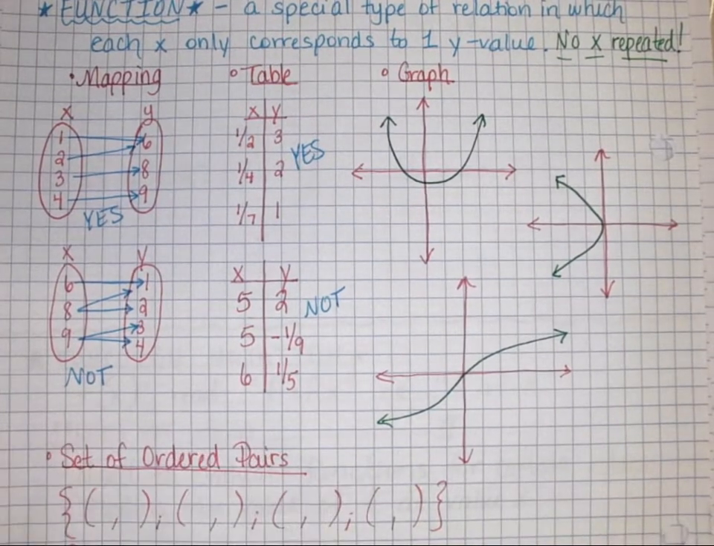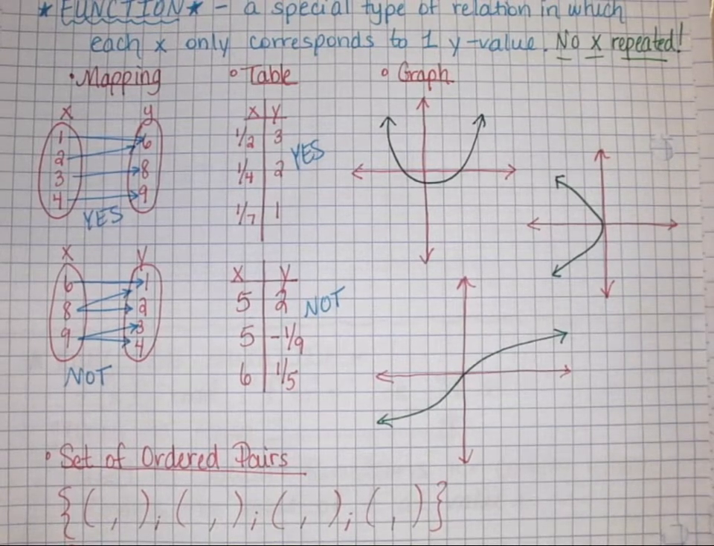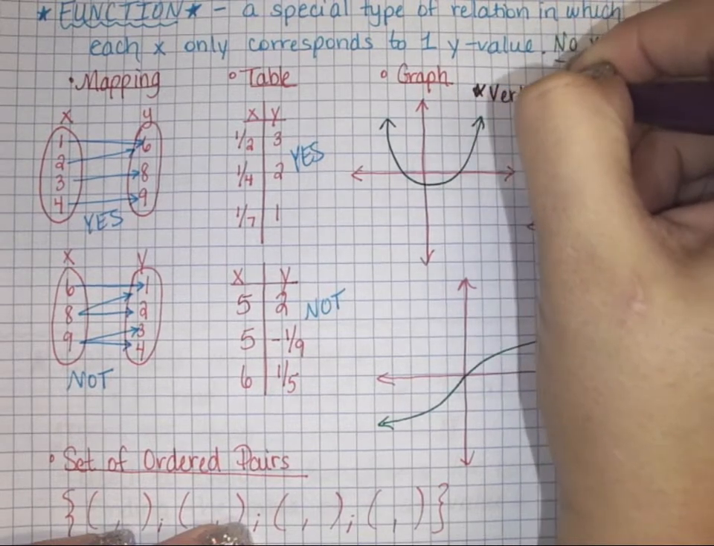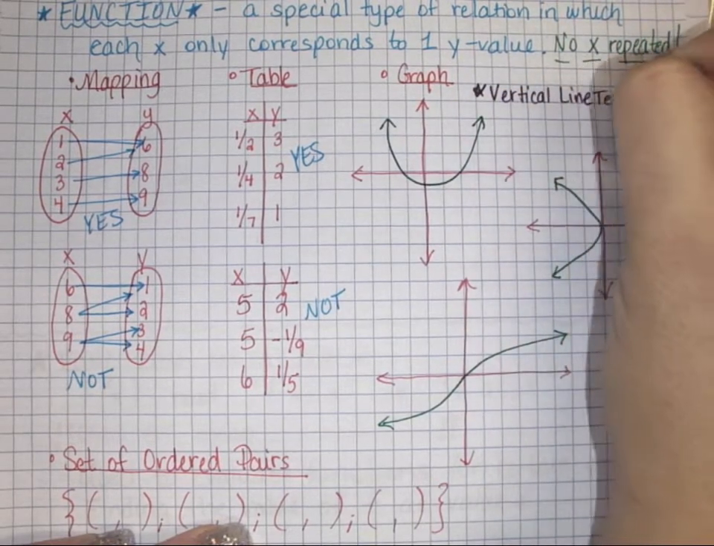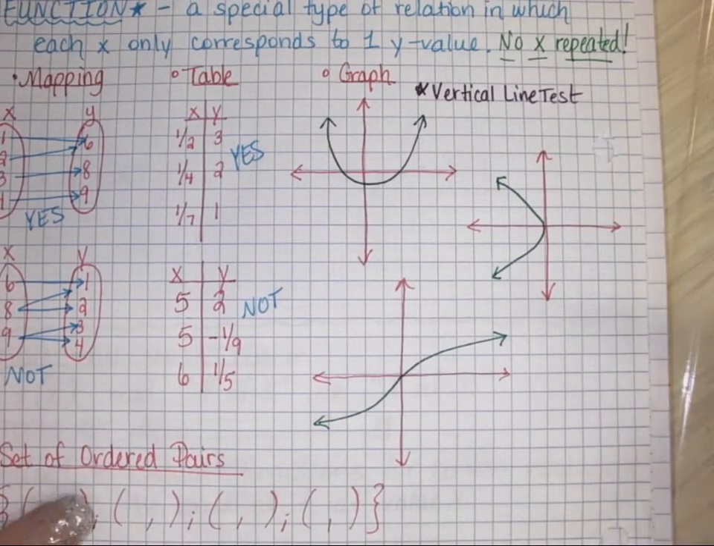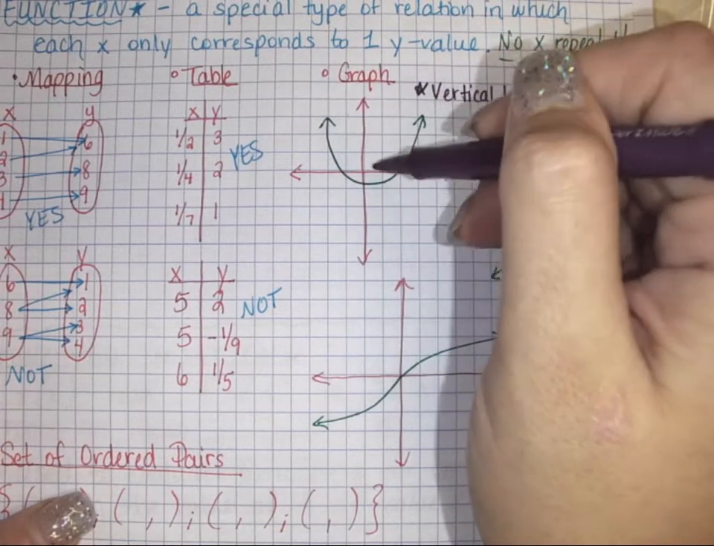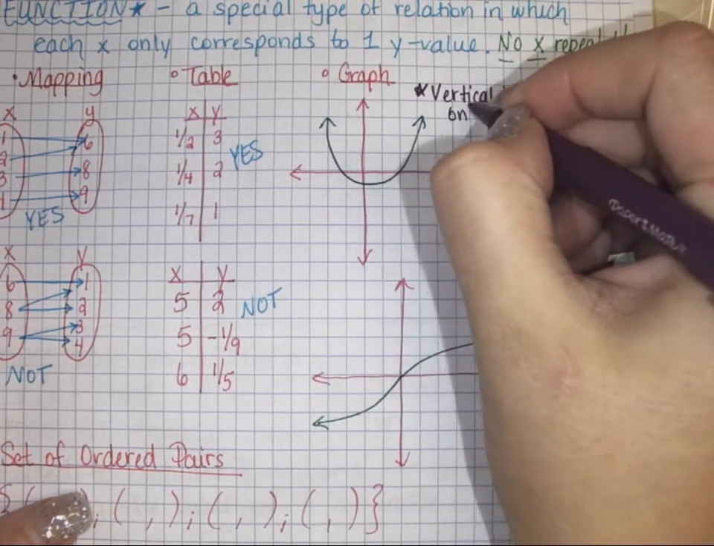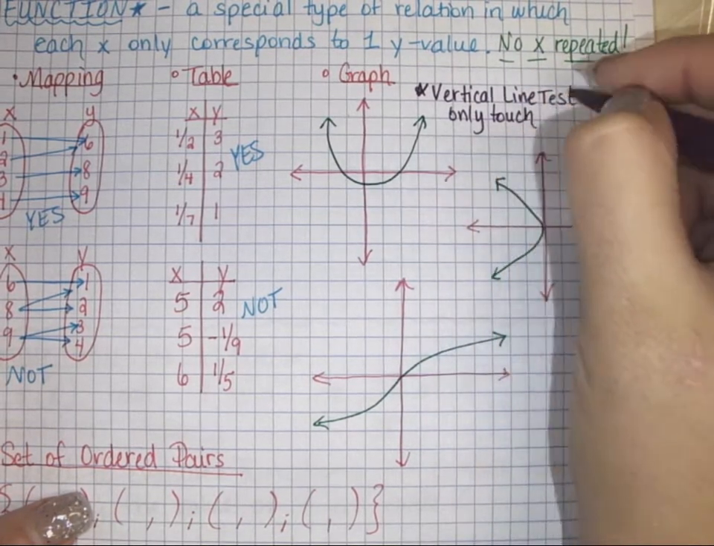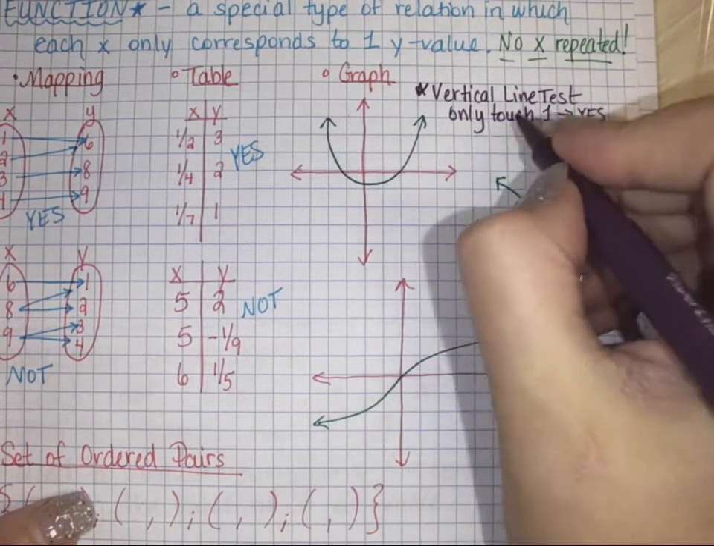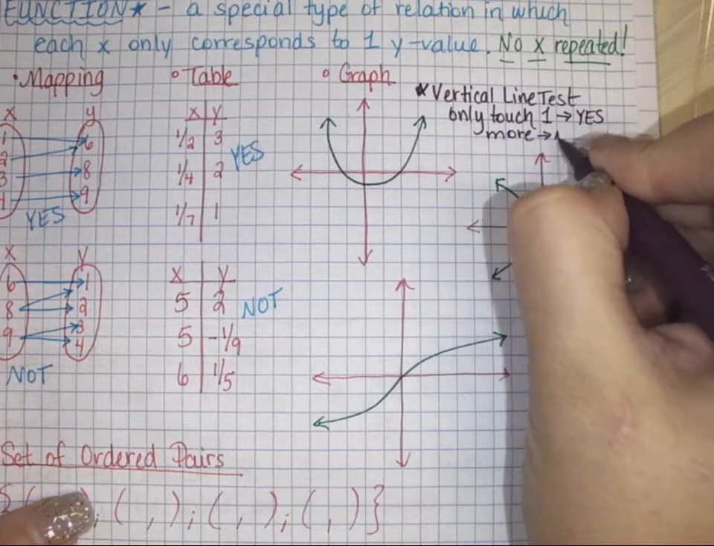For your graphs, do you remember the lovely method that we use to determine if a graph is a function? It is called the vertical line test. So remember, vertical line test. That simply means that in any graph, if you can draw a vertical line through any part of that graph, does it only touch once? So it can only touch one time for it to be a function. And if it touches more than once, of course, no, it's not a function.